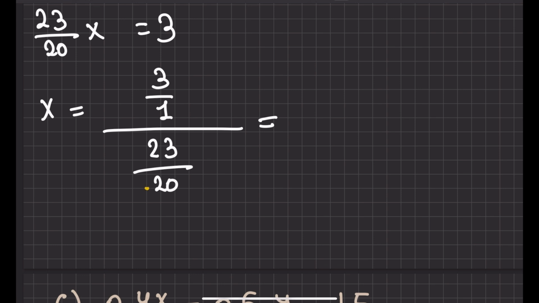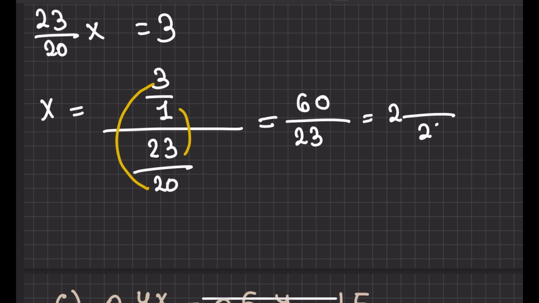How do you solve it? These two multiply together, and these two multiply together. So 20 times 3 is 60, and 23 times 1 is 23. So it's 60 divided by 23 if you want to solve it in a simpler way.